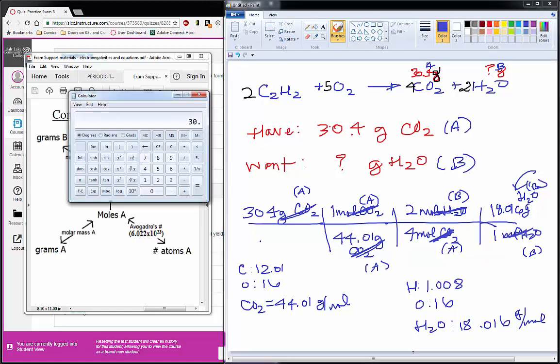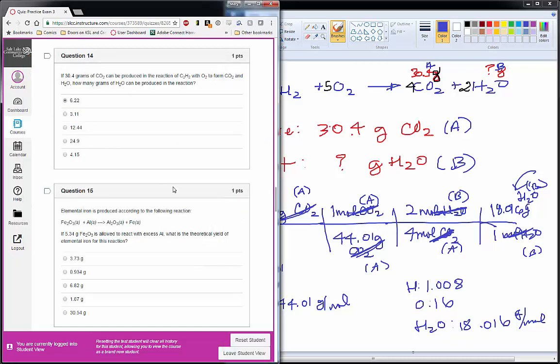So let's put this in. 30.4 grams of carbon dioxide divided by 44.01 grams of carbon dioxide per 1 mole of carbon dioxide, multiplied by 2 moles of water divided by every 4 moles of carbon dioxide, and then multiply that by 18.016 grams of water for every 1 mole of water, and I get 6.22 grams of water. Right there. That's it. Okay.